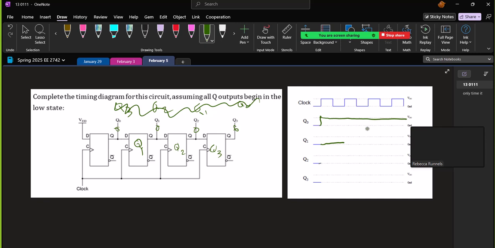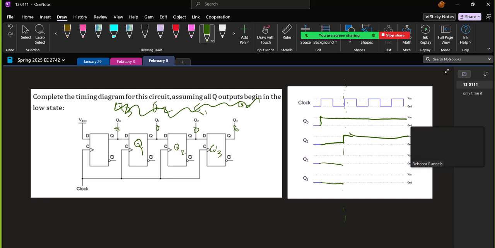They're also going to be 0. So just extend those. Okay, now I get to this clock edge. Now when Q1 looks at its input, what is its input now? 1. And so it will go up to 1. And then from here on out, is it ever going to not be 1? No.